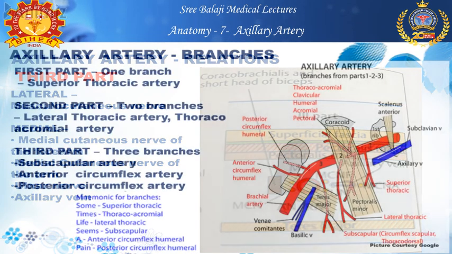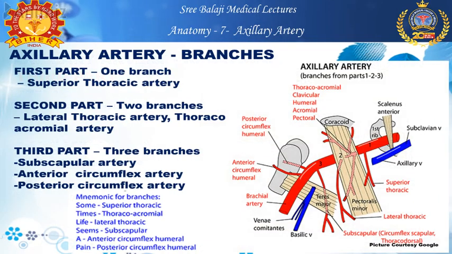Now let us see about the branches of the axillary artery. From the first part, one branch is given, that is the superior thoracic artery. From the second part, two branches are given, thoracoacromial artery or the acromiothoracic artery, and lateral thoracic artery. From the third part, anterior circumflex humeral artery, posterior circumflex humeral artery, and the subscapular artery.